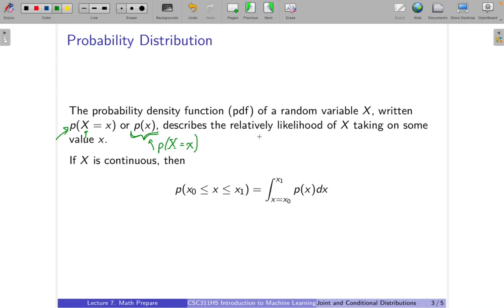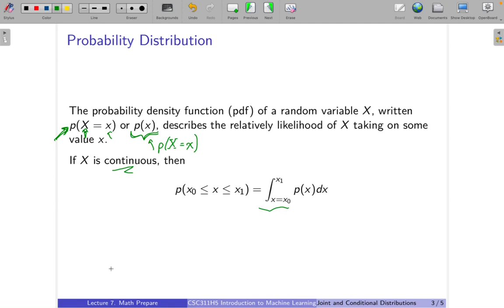If x is discrete, then this probability distribution here, probability of x or p of x, describes the probability that my random variable takes on a particular value. If x is continuous, then we integrate over a range of x's to obtain the probability of the random variable x taking on a value within this range.